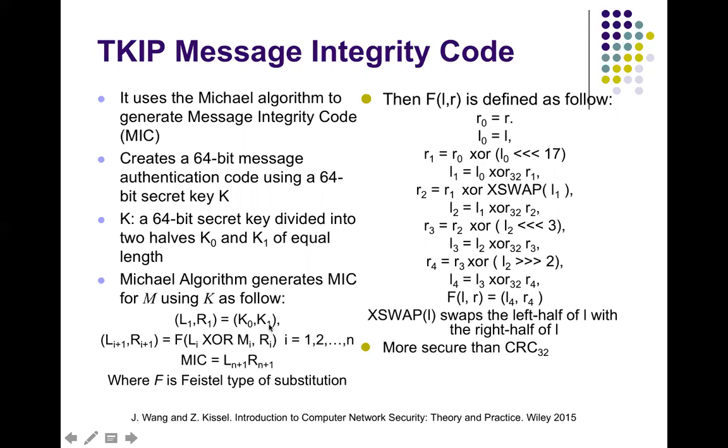So as you can see, it is an implementation of a Feistel cipher, and the operations are straightforward. Of course, because it uses encryption, it is more secure than CRC32.